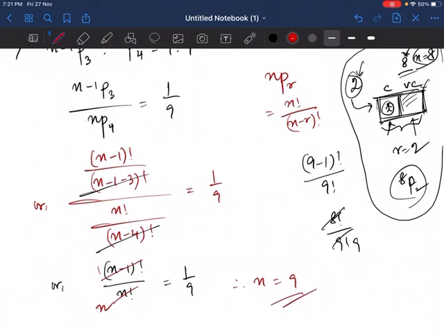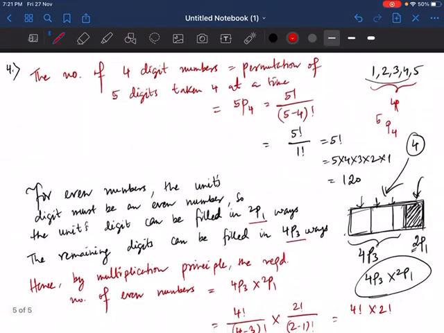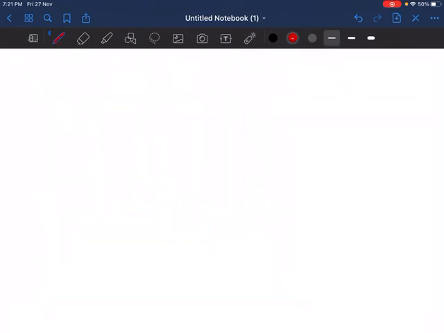Okay, 7.1 will be homework. Let me do question number 7.2. So what we have in here is 5Pr is equal to 6P(r minus 1). So you have to solve this one. Let us solve this.